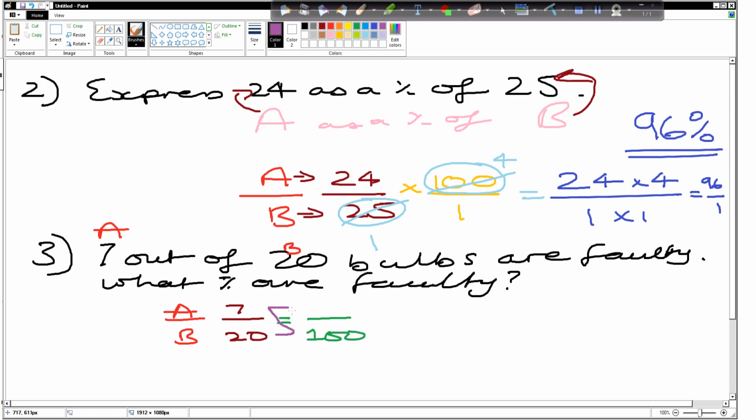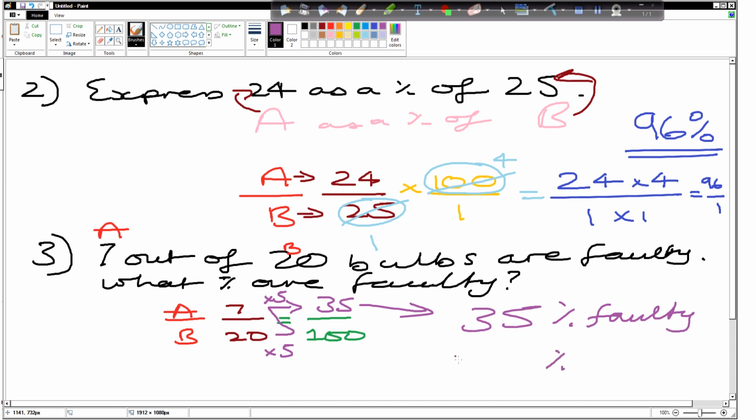So what do we do now? 20 times 5 equals 100. So at the top you do the same thing: 7 times 5 is 35. So the answer is 35% are faulty. If I ask you how many percent is not faulty? 65. 65% are not faulty, because they both have to add up to 100. You just have to take it away from 100.